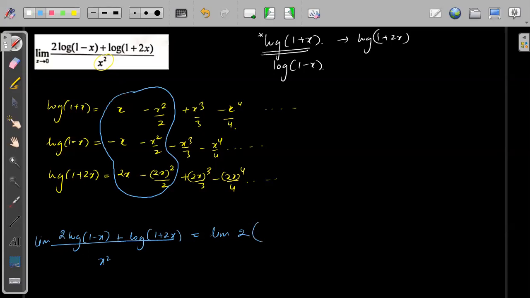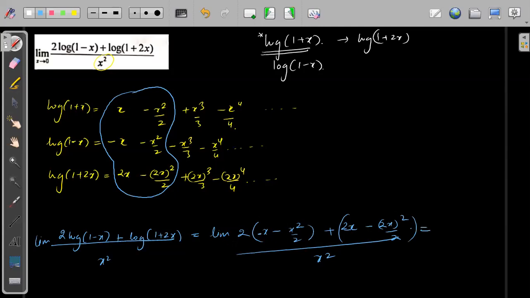So you'll have the limit of 2 into log of 1 minus x. This is x minus x square by 2. Plus, the second we have minus of x, and next we have plus 2x minus 2x whole square by 2, divided by x square.